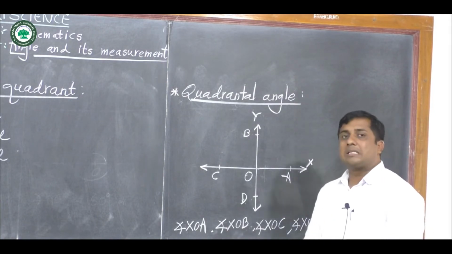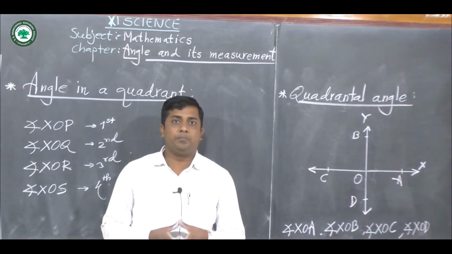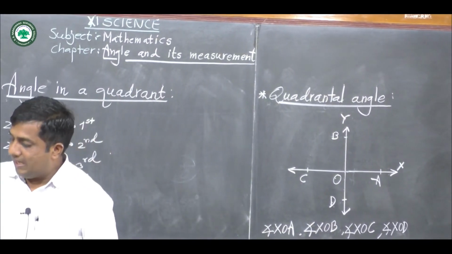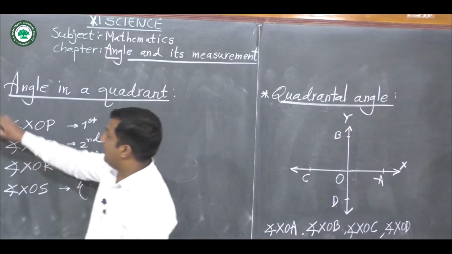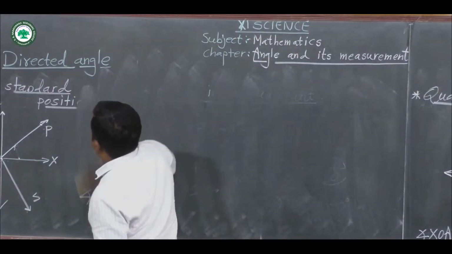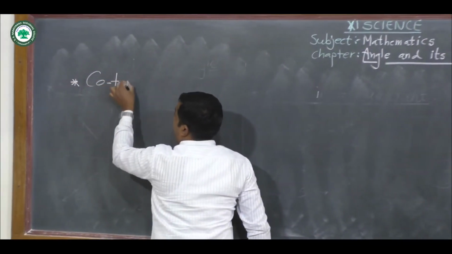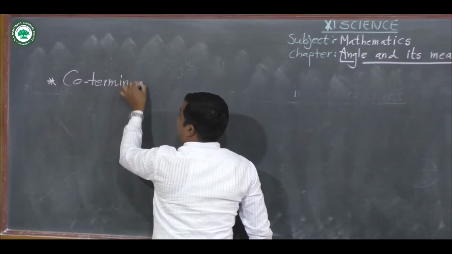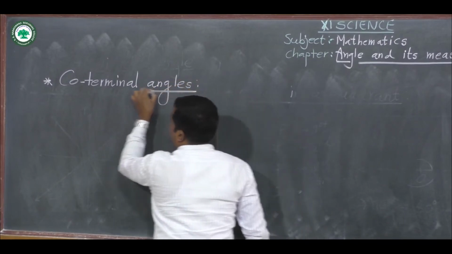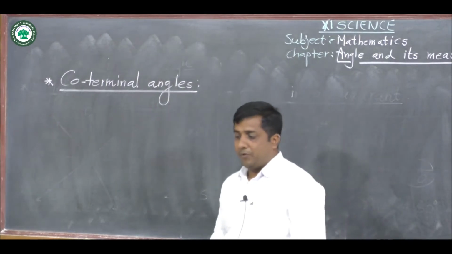So these four angles are quadrantal. Now we go with our last definition, and that is for coterminal angles. Coterminal angles. This is also a very interesting definition.